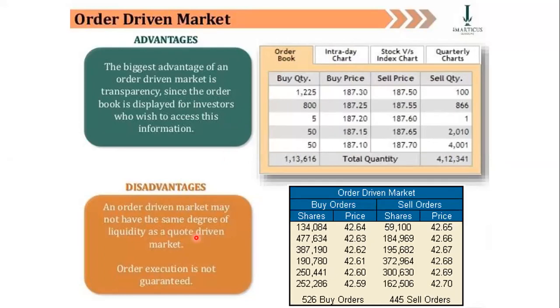Therefore here the issue in an order driven market is the liquidity. Liquidity means what? Within a short period of time, with a low transaction cost, they are able to buy or sell securities. That's a major issue here. So order execution is not guaranteed. Nobody can give assurance that you can sell or buy a particular number of shares at a particular price. There is no guarantee.